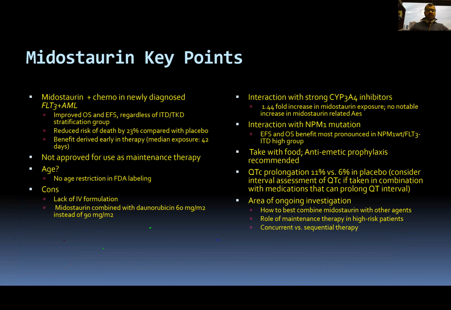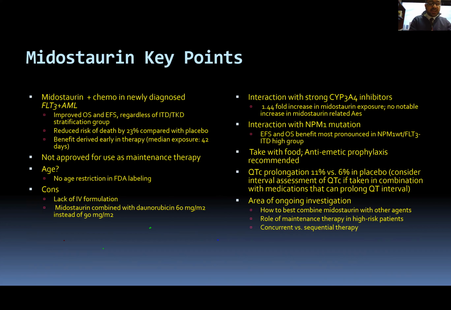This is a busy slide, I apologize for that, but this is basically just the key points for midostaurin. Midostaurin, we know in FLT3 positive AML, improves overall survival and event-free survival. Regardless if it's ITD or TKD, FLT3 inhibition works. Even regardless of the ratio, it still works. If it's high ratio or low ratio, you should use a FLT3 inhibitor if you find it. It reduces the risk of death by 23% compared to placebo. And the benefit in therapy is usually derived early, and you can notice it after only 42 days.